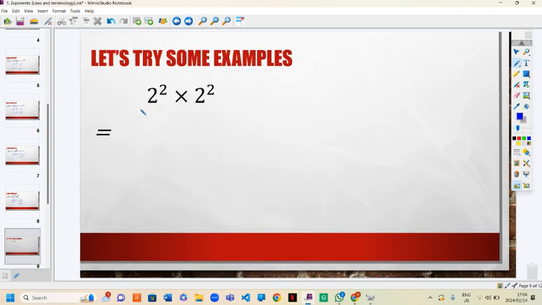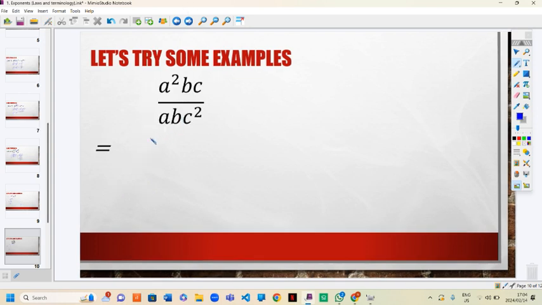Okay, pause the video, see if you can do it by yourself. Okay, I assume you've done it. Alright, so can you see we've got same bases? Same bases of 2. So I'm going to keep the 2. And what do I do when I multiply same bases together? I add my exponents. So I've got 2 plus 2, which gives me 2 to the power of 4, which is 16. Very good. Alright, easy example.